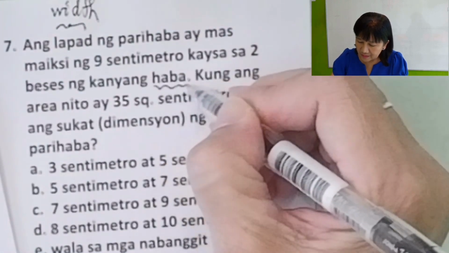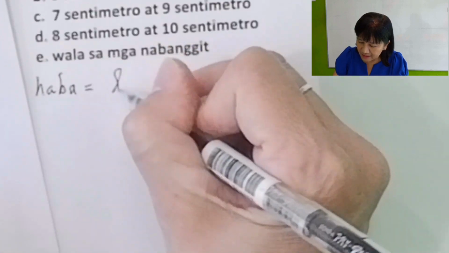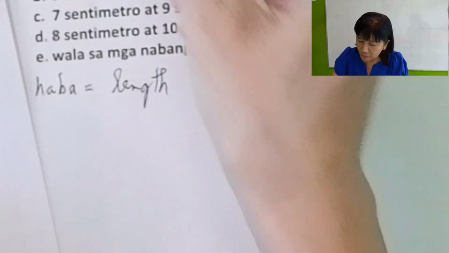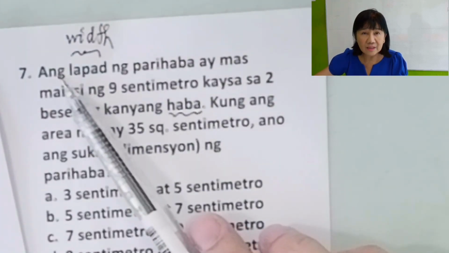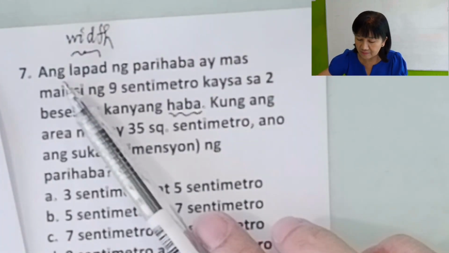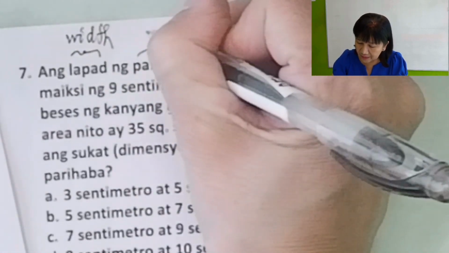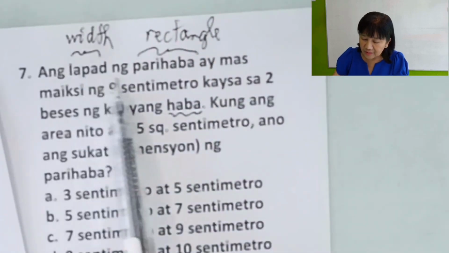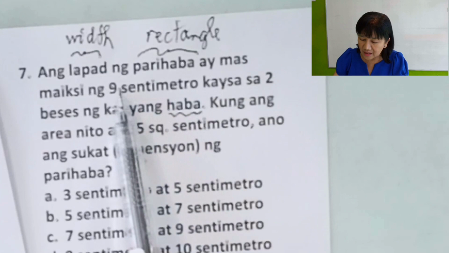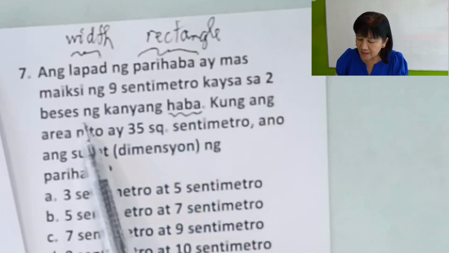Haba is length. Okay, let's write. Ang haba ay length. Ang lapad ay width. Let me translate this in English. The width of a rectangle, parihaba is a rectangle. The width of a rectangle is 9 centimeters smaller than 2 times its length.